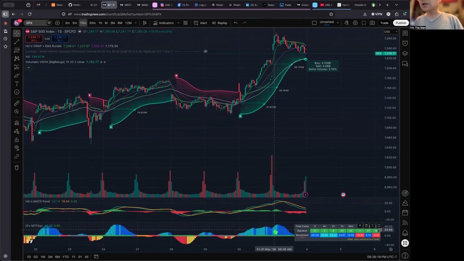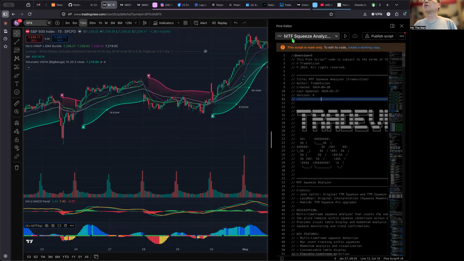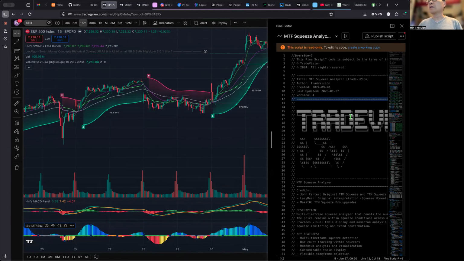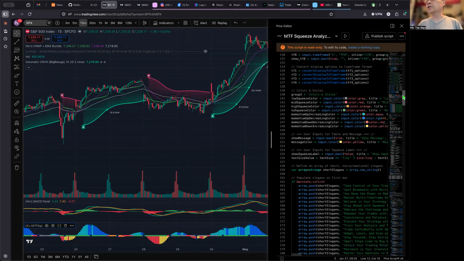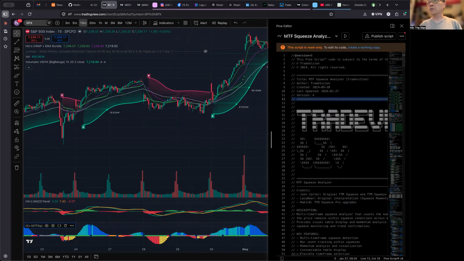Now, this I would not talk about: the squeeze indicator. This is like a squeeze indicator. Okay, so this is the TCV MTF squeeze indicator. Look at the source code. The MTF squeeze analyzer, I think, is provided by Trade Zone. So you can look at the code. This one is 600 lines. It's not as complicated as you would imagine.